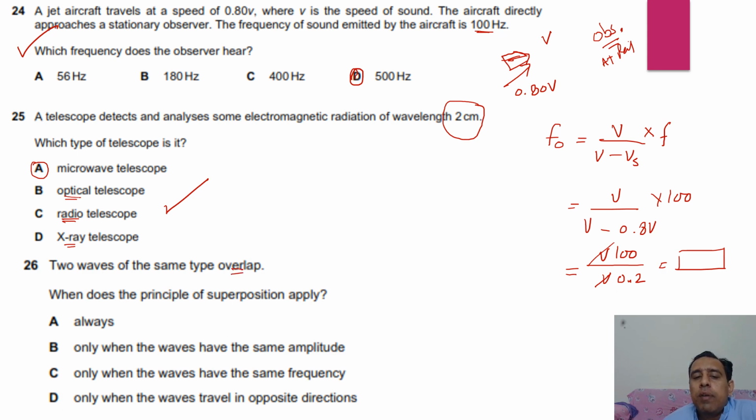When does the principle of superposition apply? Superposition means two waves overlap with each other. If they have the same frequency, traveling in the same direction, interference is produced. Same frequency, traveling opposite to each other, stationary waves are produced. So there is no condition about their amplitudes, directions, frequencies and things like that. You can always get superposition when you have the overlapping of two waves.